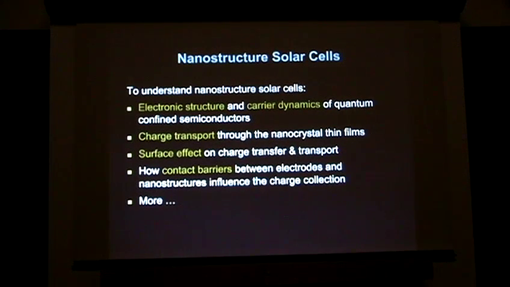So to improve the overall efficiency of nanostructure solar cells, you need to understand all of them. It's a really complicated system, including many subtypes. So my talk will mainly focus on the charge transport, surface effects, and contact barriers.